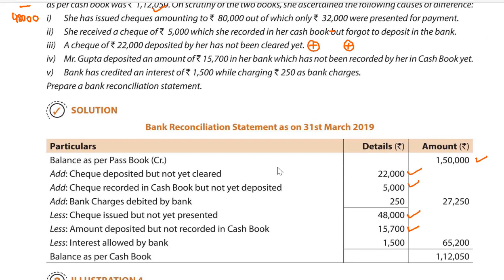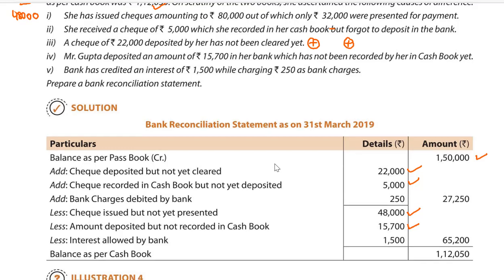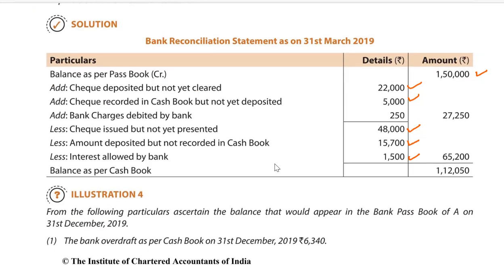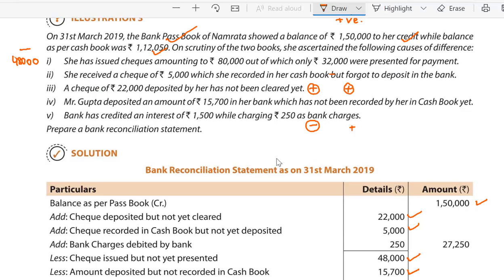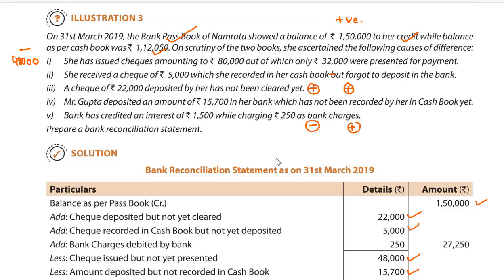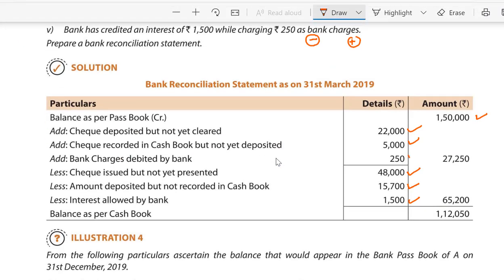Let's continue. Bank has credited an interest of 1,500. It means bank has done plus. We don't know anything about it. So we will do minus 1,500 in the bank. The next is bank charges. Bank has charged, so it is minus. In the cash book no entry. So now we will add in the bank. So add 250 in the bank.